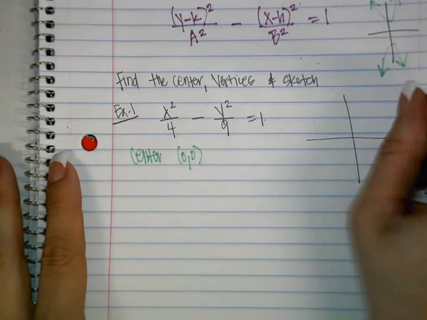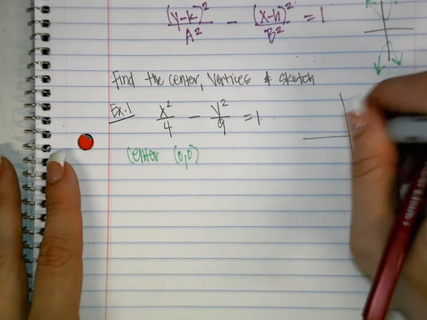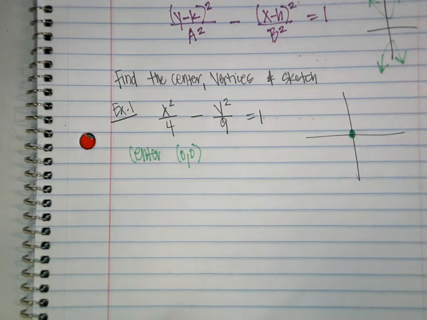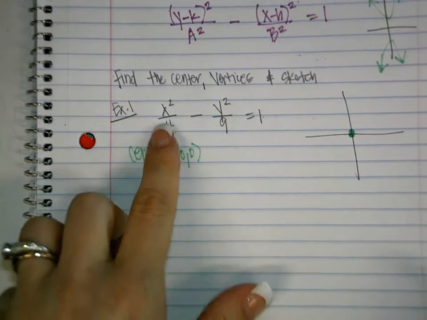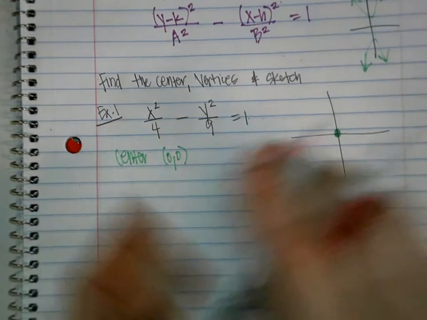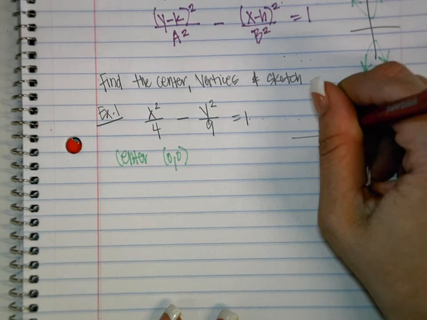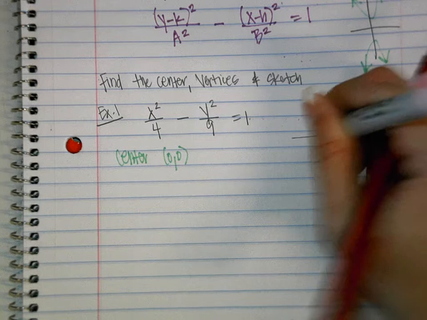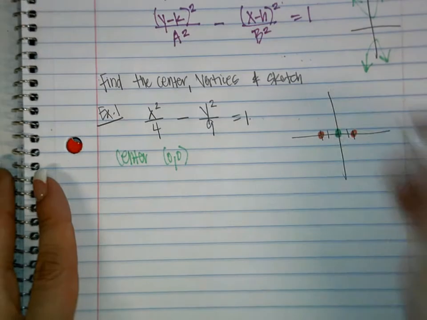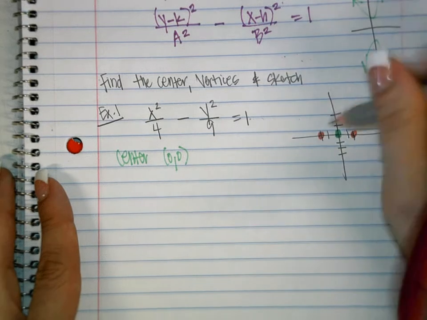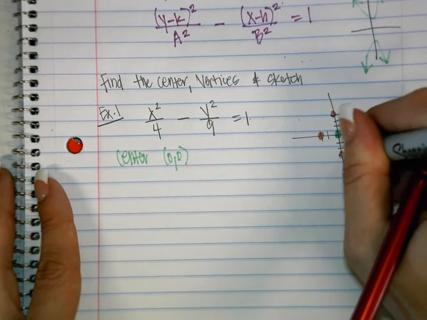So we're going to draw our grid. Center will be at 0, 0. Now, just like an ellipse, how far out do you think I move on the x-axis? 2. Just like an ellipse, we take the square root of the x denominator, and you're going to move out that far on the x-axis, meaning side to side. So move out 2, left and right. How far out do you think you move up and down? 3. 3 up, 3 down.